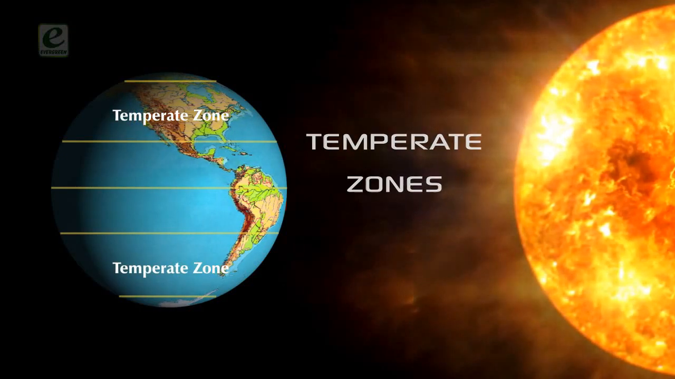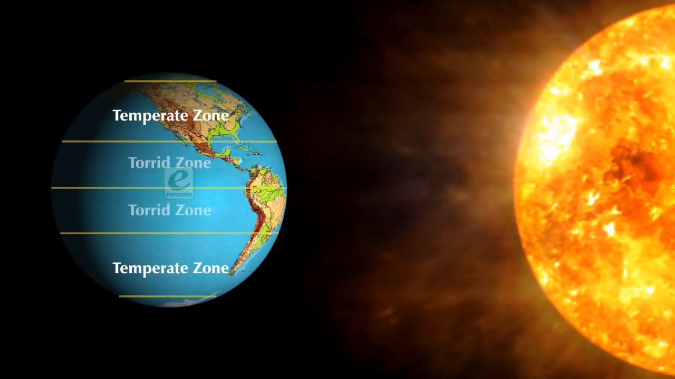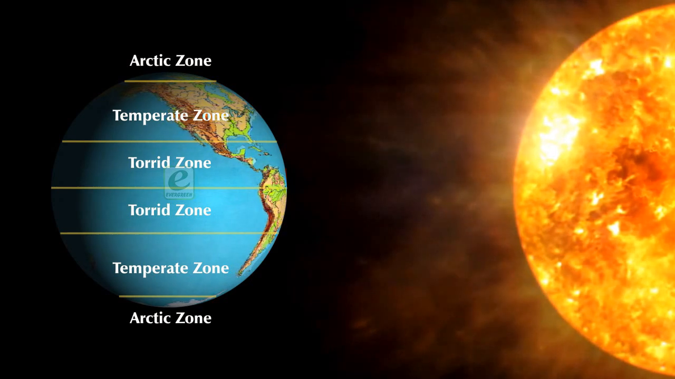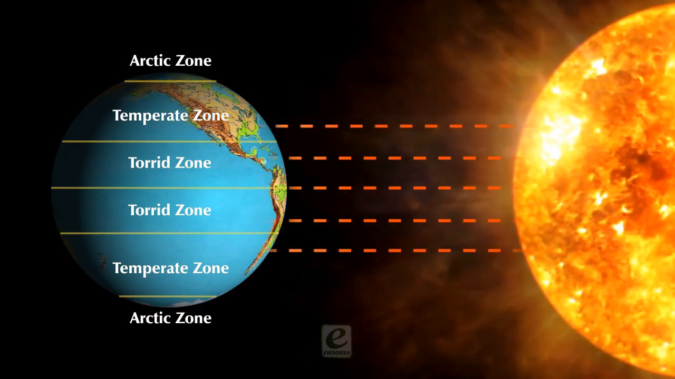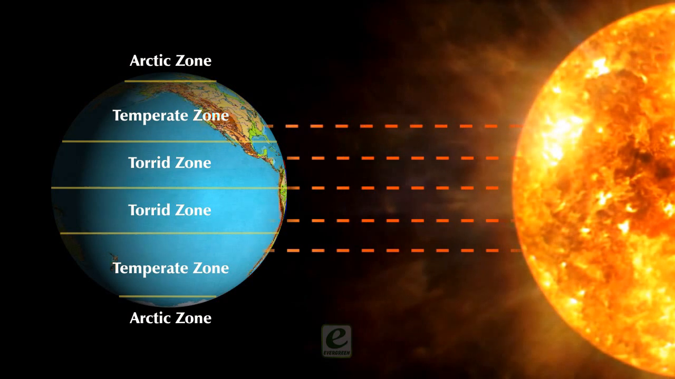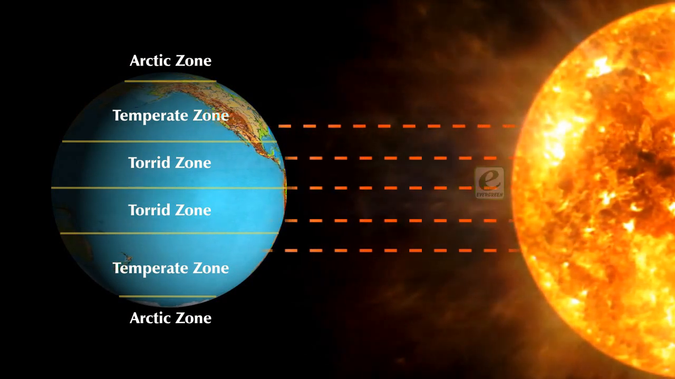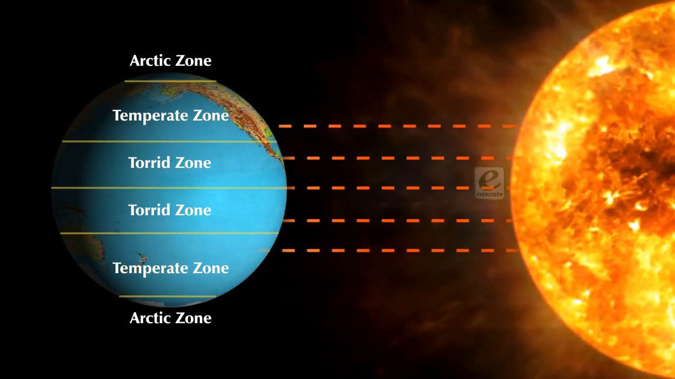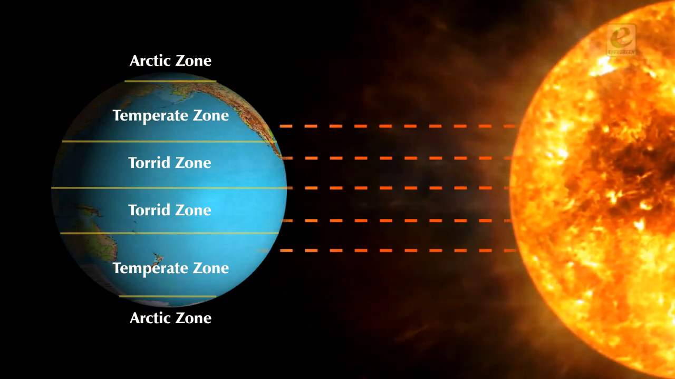Temperate zones. This zone falls between the torrid and the Arctic zone. The angle of the sun's rays goes on decreasing towards the poles. Thus, these regions have a temperate or mild climate. They are neither too hot nor too cold.